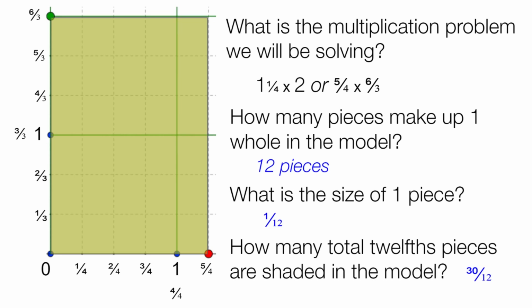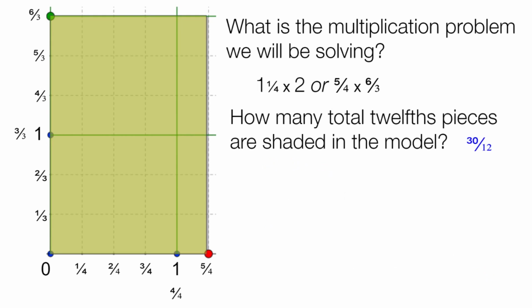So that's one way, if you're given a model like this and you're being asked to solve it. You could figure out what the size of the pieces is, and then count up how many shaded pieces there are. Just figure out how many pieces make up a whole, figure out the size of one of the pieces, and then count them all up. That's one way to do it. Let's look at some other ways. So we already know that one answer to this is 30/12.